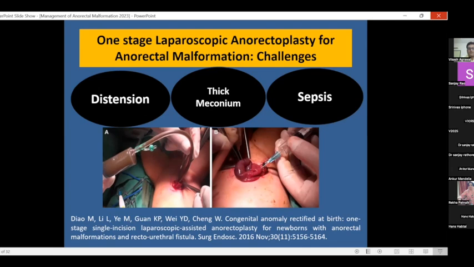The third thing which we come across very commonly is sepsis. When we put in a laparoscope, we find the colon is having patches over it, and it's not a good case for one-stage anorectoplasty. So colostomy is the best option for that.